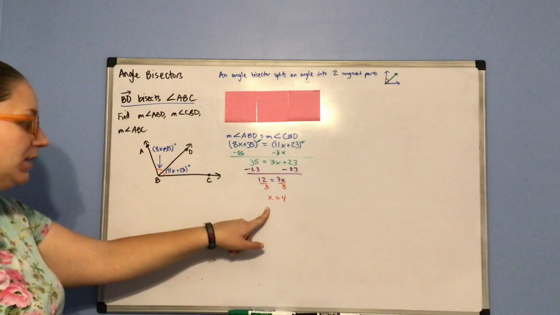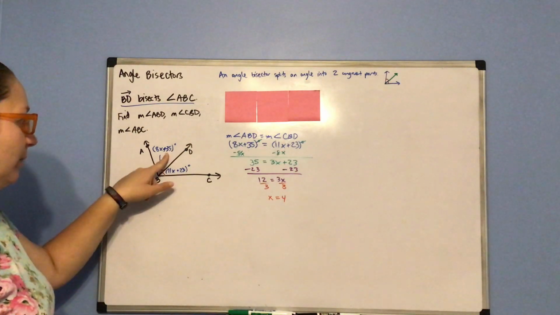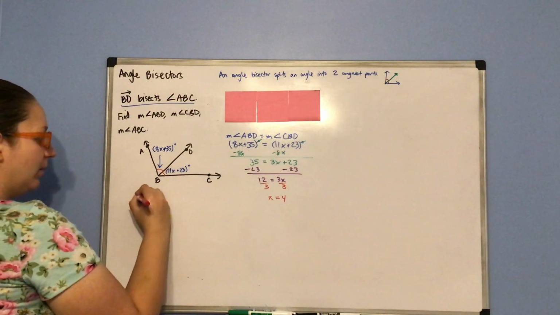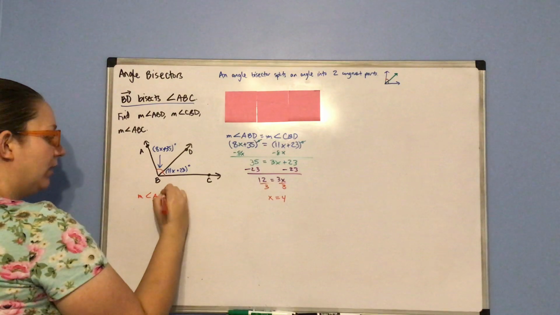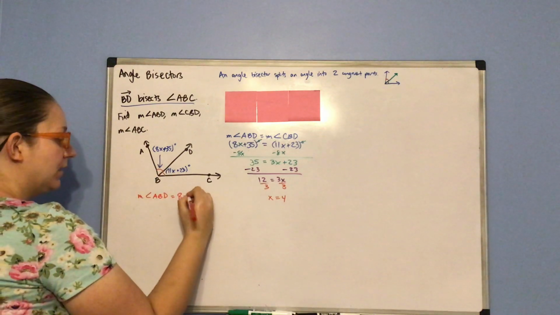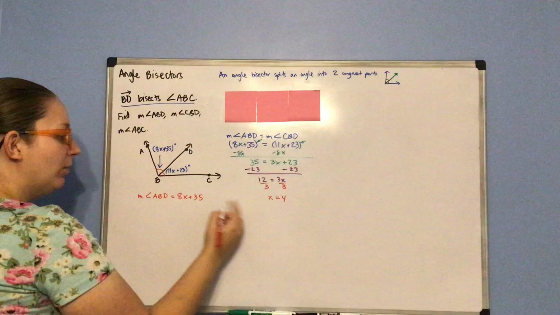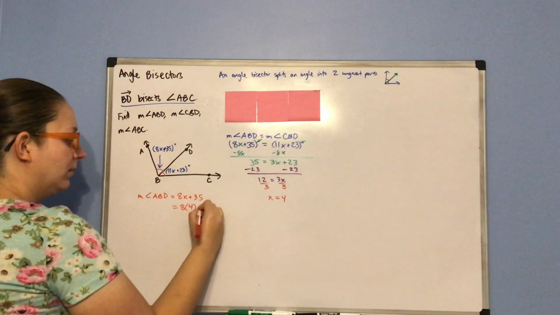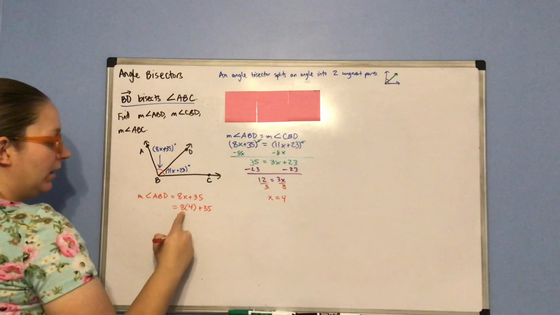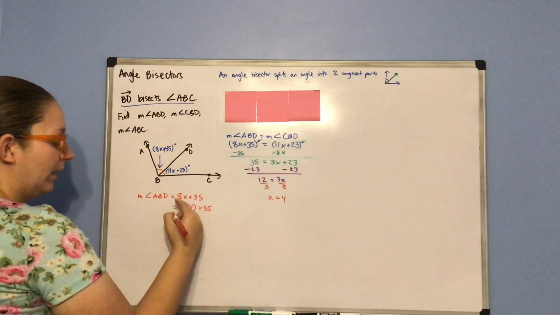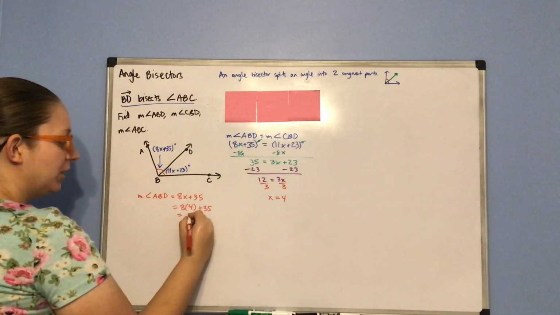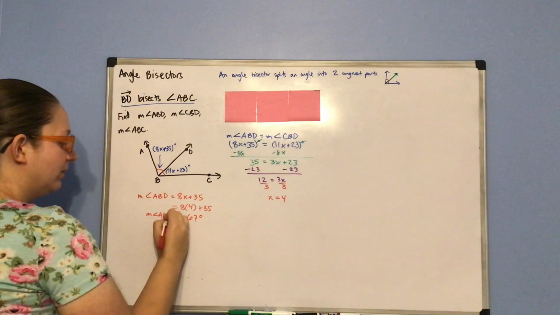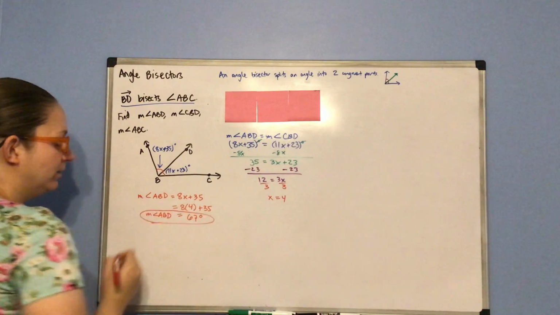But we can use this x to help us find the measure of the angle right here, the measure of the angle right here. So let's start with angle ABD. We know that the measure of angle ABD is 8x plus 35. But we know that x equals 4. So it's really 8 times 4 plus 35, or I get 32 here, plus 35, which gives me 67 degrees. So the measure of angle ABD is 67 degrees.